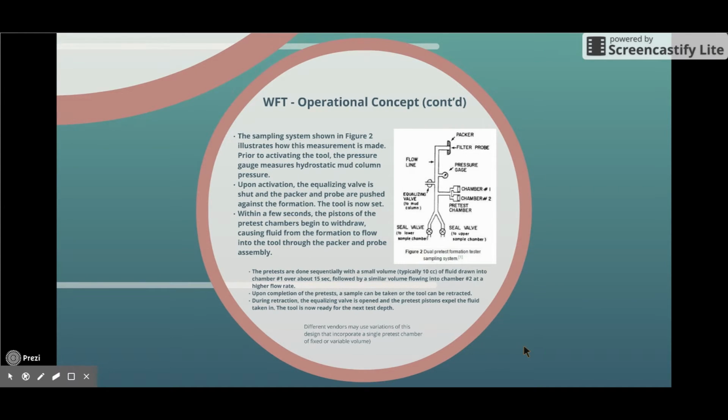Upon completion of pretest, a sample can be taken or the tool can be retracted. During retraction, the equalizing valve is opened and the pretest piston expels the fluid taken in. The tool is now ready for the next test step.